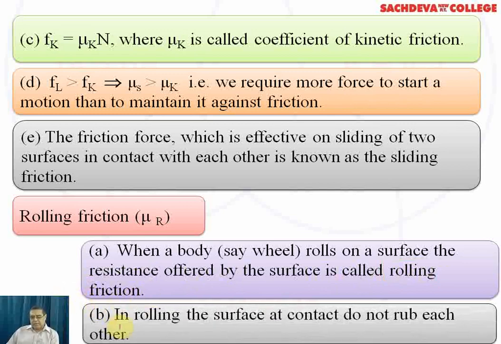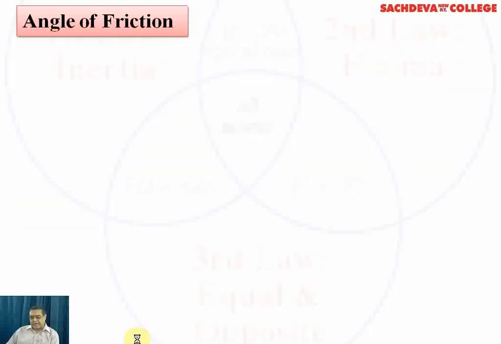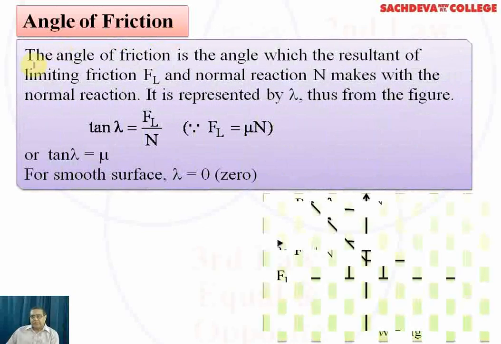Now we come towards another point, that is the rolling. In the rolling, the surfaces at contact do not rub each other because it is a point contact. Now we come towards the angle of friction. So angle of friction means that a body is sliding down, the plane is inclined at a certain angle, and there will be friction between the two surfaces. So that will be the angle of friction.